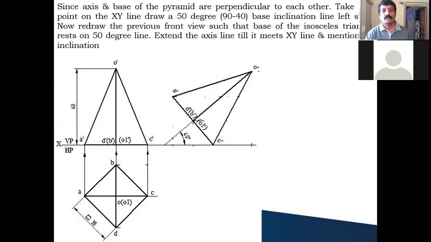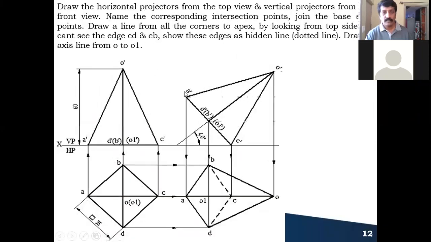After this, you need to draw the top view. What you have to do for this? You have to draw the vertical projectors from all the front view points which I have drawn, and draw the horizontal projectors from all the top view points like this. Now coincide the points. A is here, A dash is here, this is A. B is here, B dash is here, this is B. C is here, C dash is here, this is C. D is here and D dash is here, this is D. O1 is here, O1 dash is here, this is O1. O is here, O dash is here, this is O.